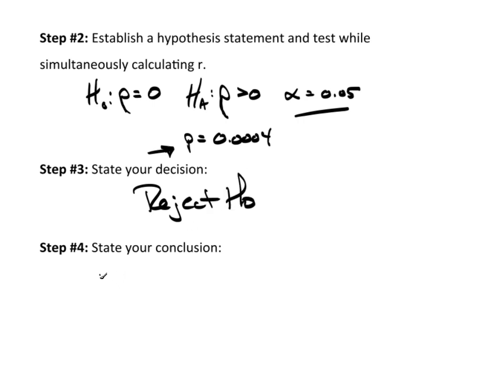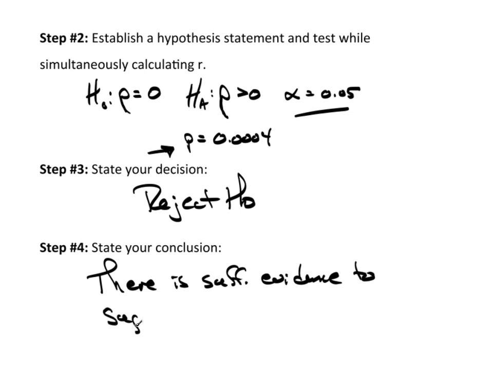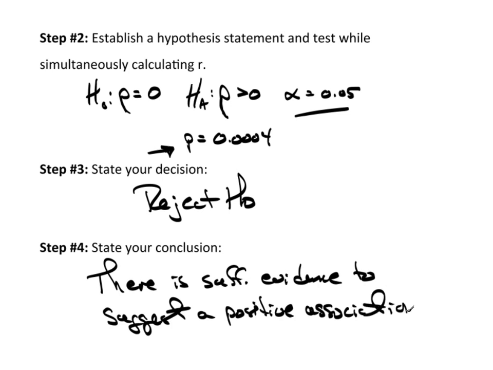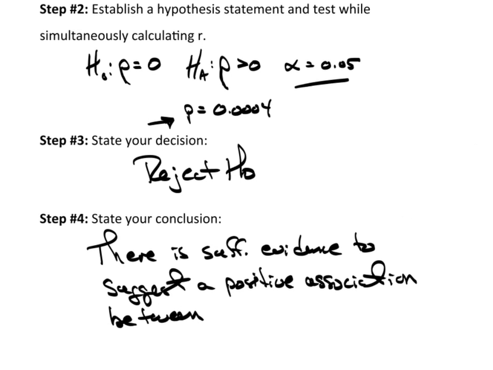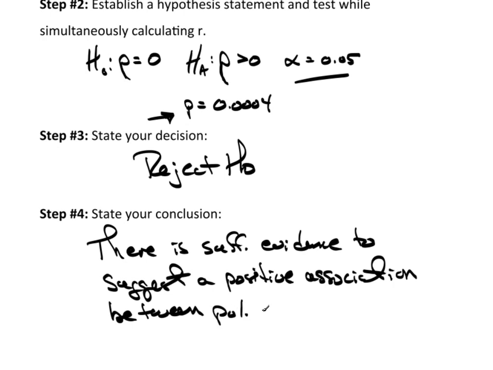and state the conclusion that there is sufficient evidence to suggest a positive association between pollution index and deaths. Obviously we're talking about fish here.